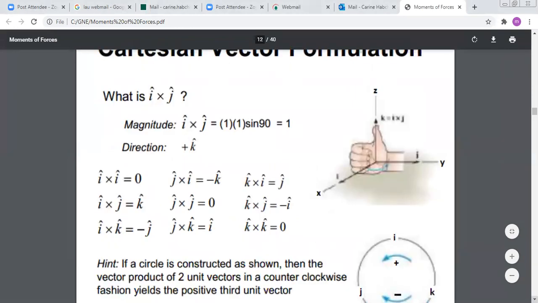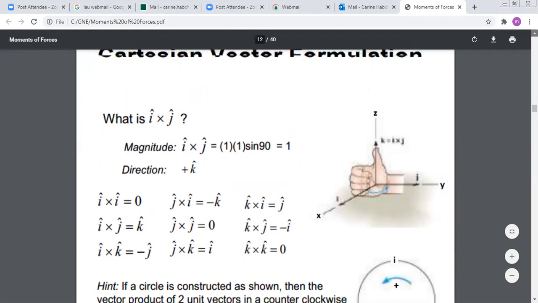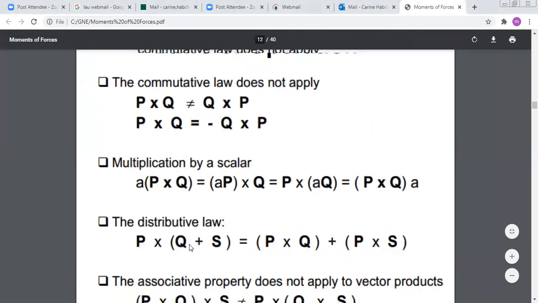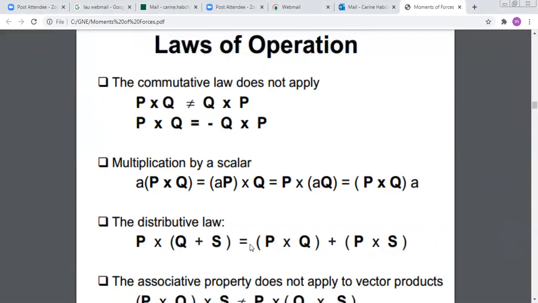Doctor, what if there are no brackets? If there are no brackets, okay. If you don't have brackets, you start by the first two vectors and you follow the order. You start P vectorial Q, then you do vectorial S. But in general, you will have brackets. Okay.